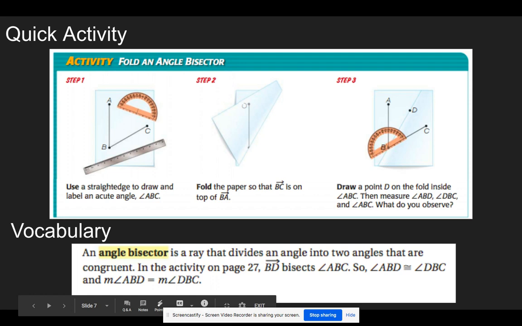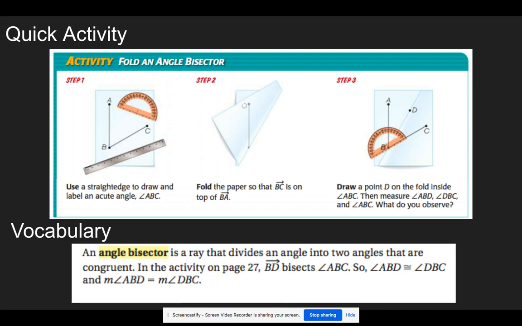Take your scratch paper from earlier where you found a segment bisector, and now we're going to find an angle bisector. Use a ruler to draw an angle ABC, labeling the points as you see in the picture, A, B, and C. Fold the paper so that BC is right on top of BA at B.